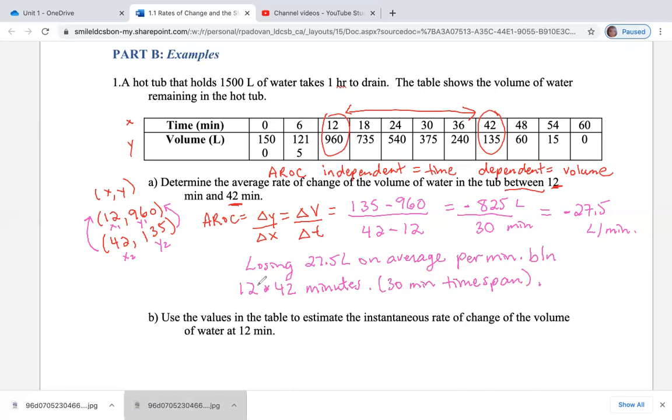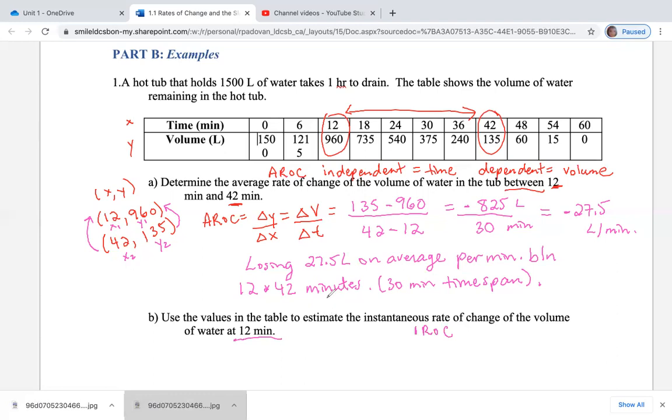So now using the values in the table, we want to estimate the instantaneous rate of change of the volume of water when we're at 12 minutes. So just before I move up here to answer B, the instantaneous rate of change is the tangent line, which would only intersect the graph at one point. And there's also a hint here that it's only at one point because it's only giving me one value at 12 minutes.